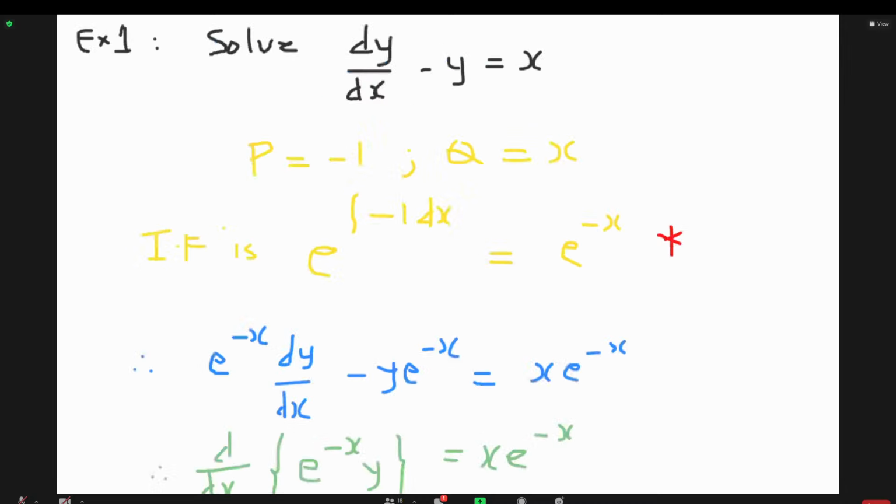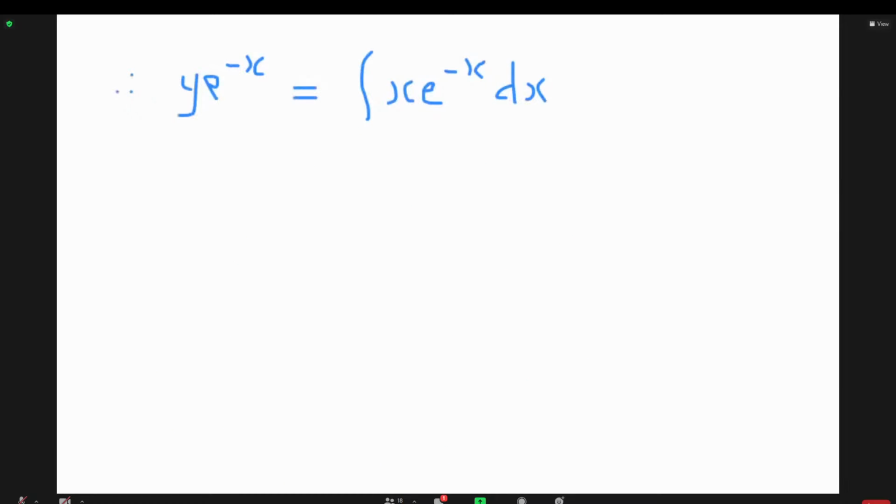So therefore, y e to the minus x is now equal to the integral of x e to the minus x dx. Okay? All right, that's basically integrating both sides. Remember, we'll get rid of this, and we'll end up with that, which gives us this here, which means that we have to integrate the right-hand side.